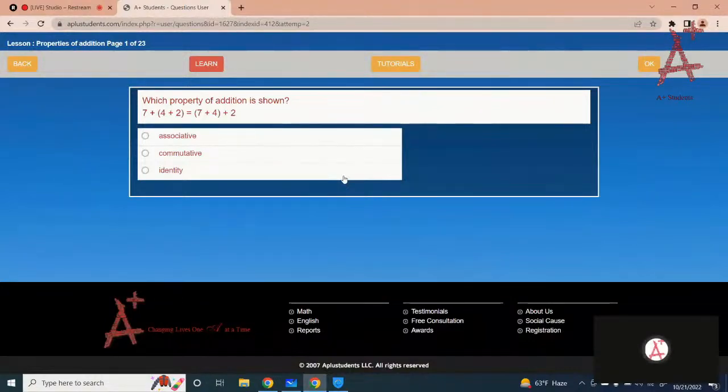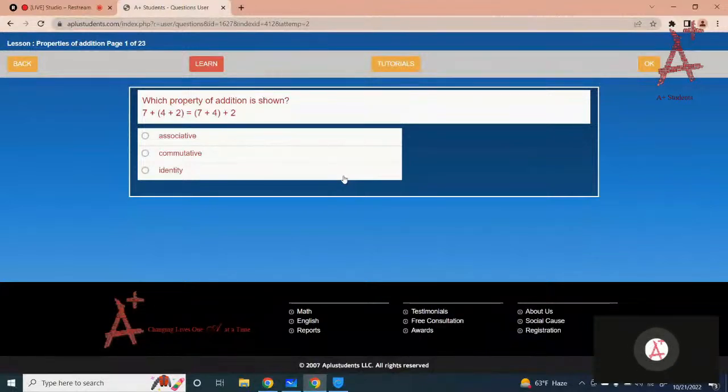Okay. Which property of addition is shown? You have three of the digits involved. They are 7 plus 4 plus 2 and 7 plus 4 plus 2. So on both sides of the equality, the numbers are exactly the same. Just the order of adding them is different. Got it? So you have to see which property it is.